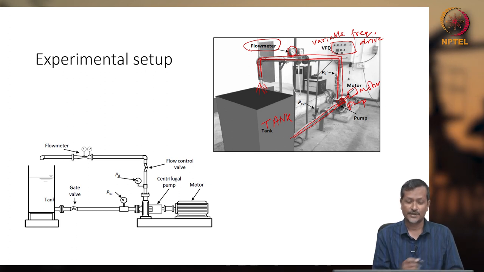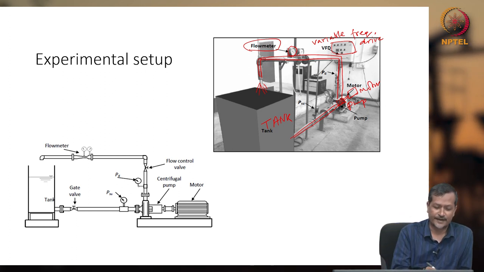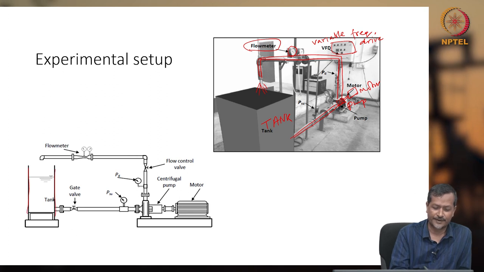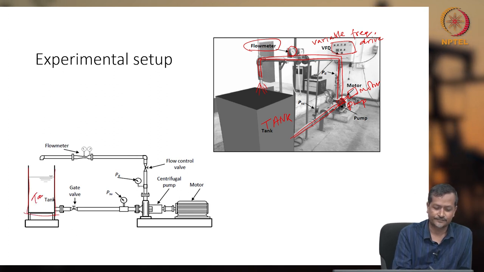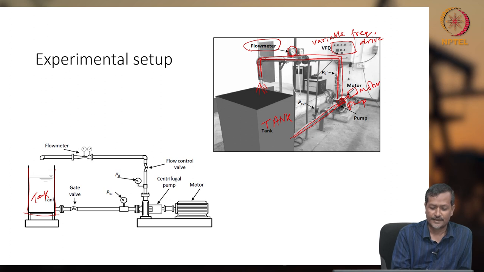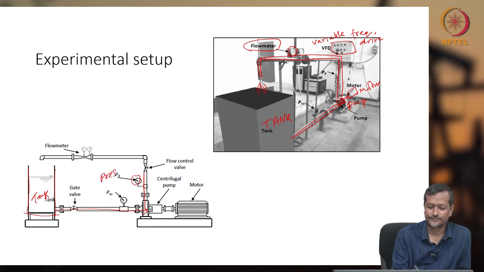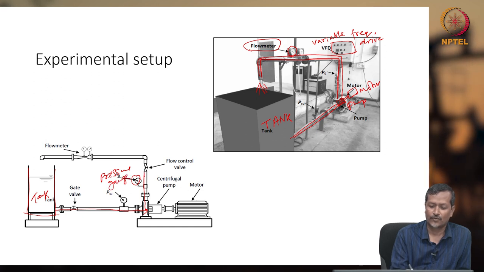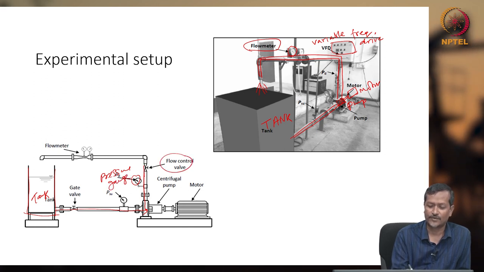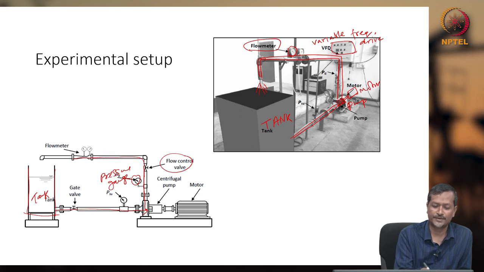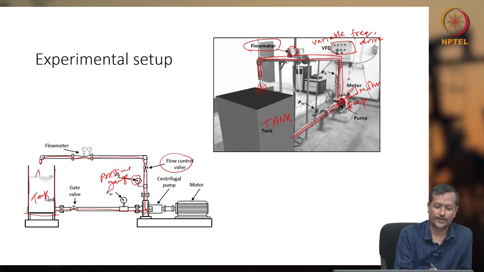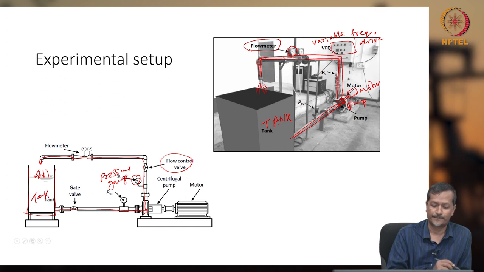Okay. And if I see the line diagram, I have a tank. This is the tank. The tank has one pipe going directly to my pump. From the pump, there is one pressure gauge here. And a flow control valve is here, then I have one flow meter, and the water falls like this.